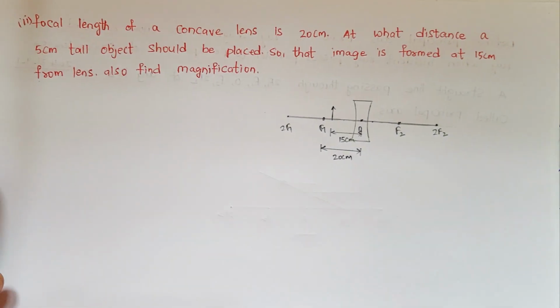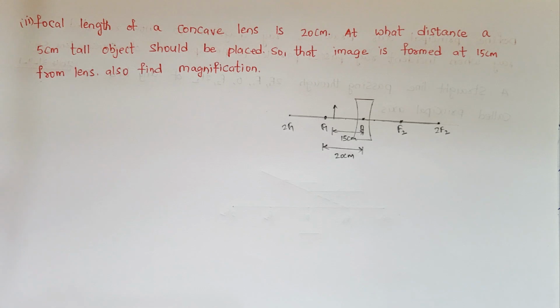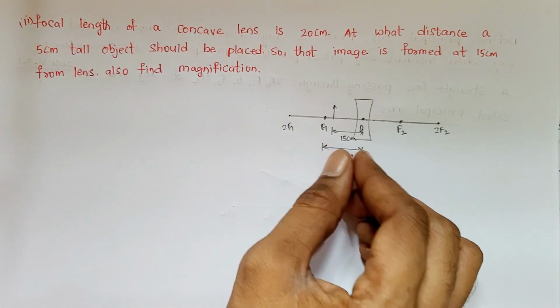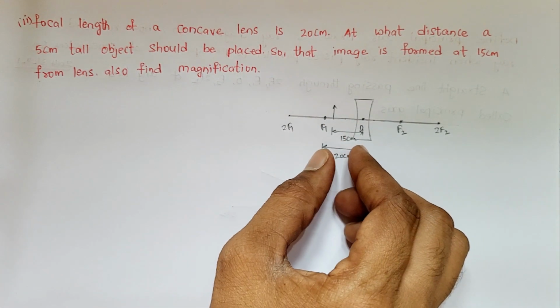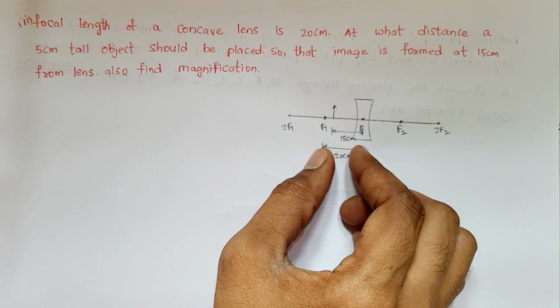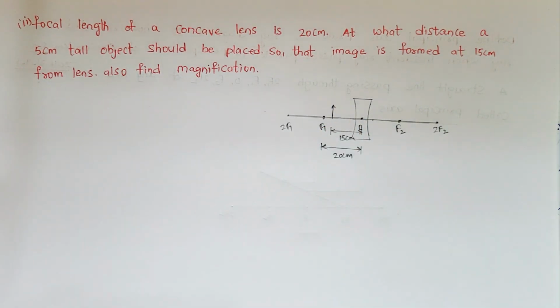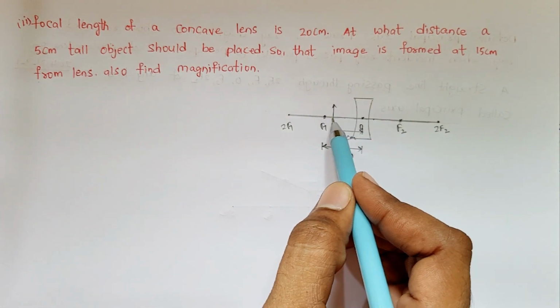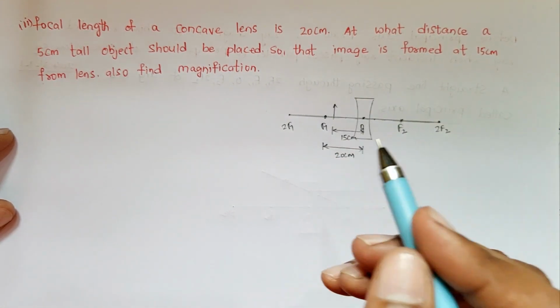So this completes part A, and there is part B also for the same question. The question here is, the focal length of a concave lens is 20 centimeters. Focal length of a concave lens is from optical center to focus. It is 20 centimeters. At what distance should a 5 centimeter tall object be placed so that the image is formed at 15 centimeters? At what distance do we have to place the object?